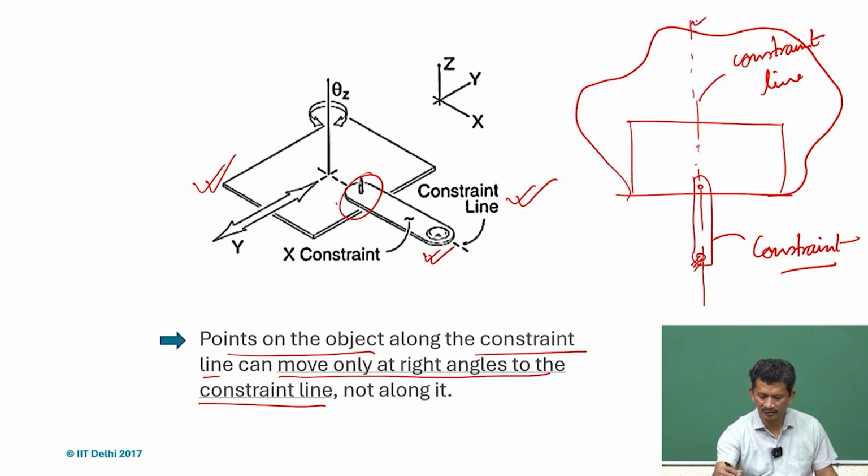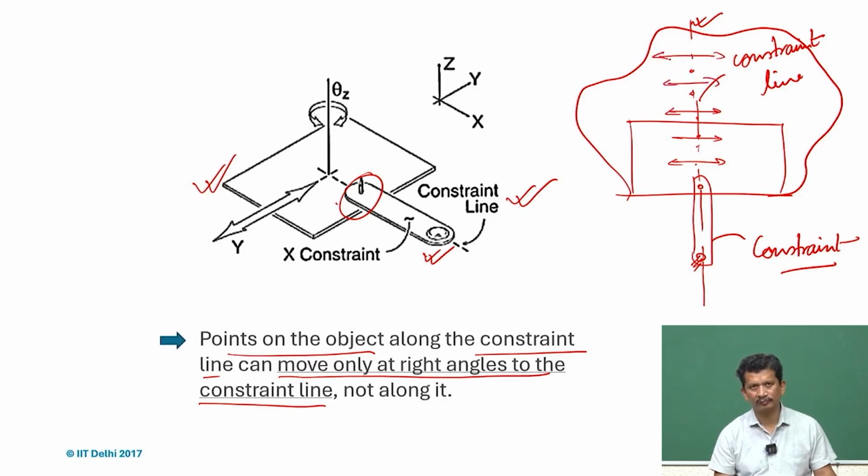So, if this is the constraint line, any point we take here can only move in the perpendicular direction, only that is possible. And any motion, if you want to give along the constraint line, that is not possible. So, there is no motion possible along this line.